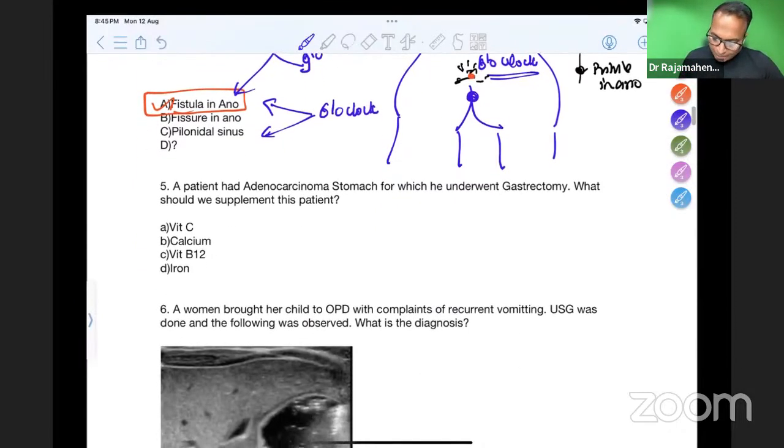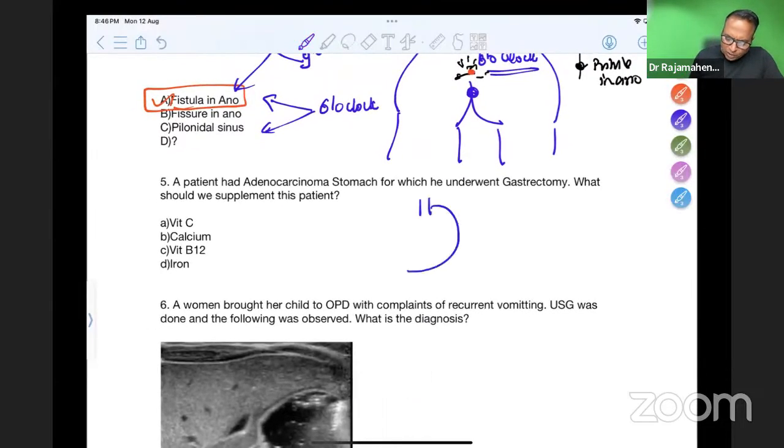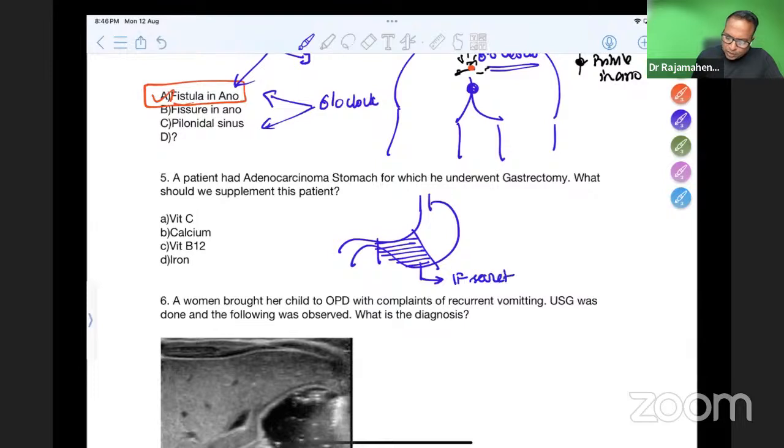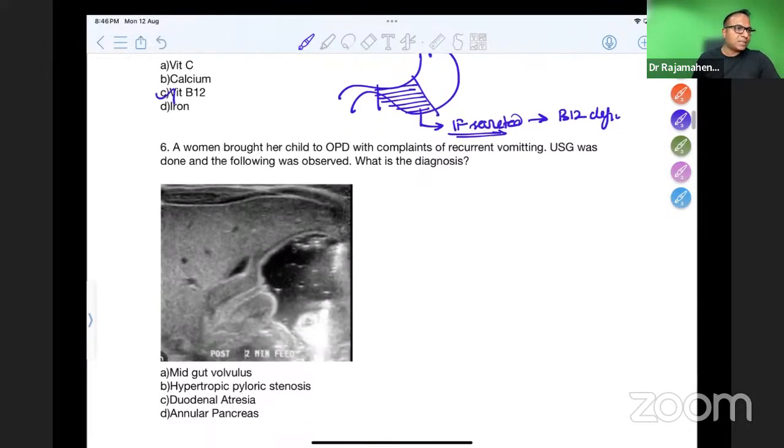Okay, don't forget this. A patient had adenocarcinoma of the stomach for which he underwent gastrectomy. What should be the supplement for this patient? Simple question. Whenever we do a subtotal or distal gastrectomy, the distal stomach is removed, and this is the place where intrinsic factor is secreted. Therefore, intrinsic factor deficiency results in B12 deficiency. This is a simple repeat MCQ, many times asked in the exams. Okay, this is a repeat MCQ for your exams.